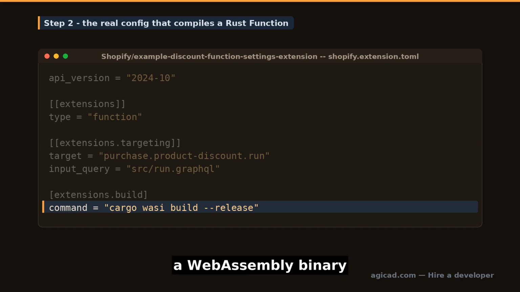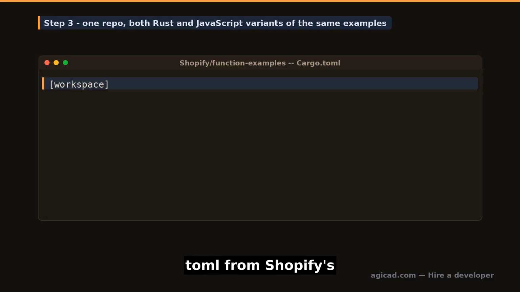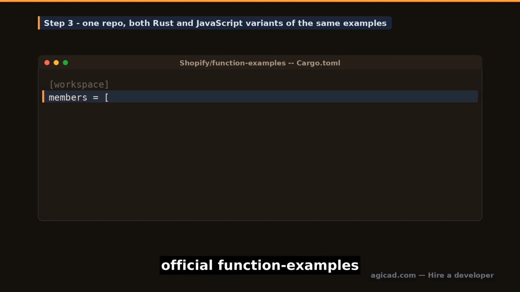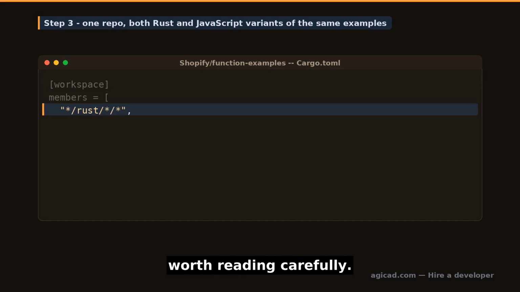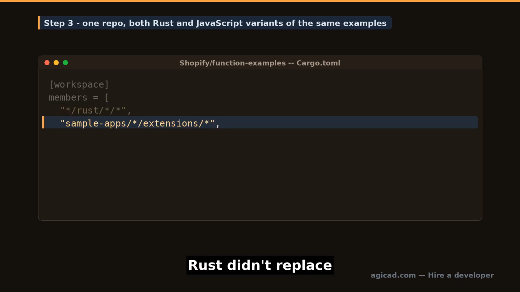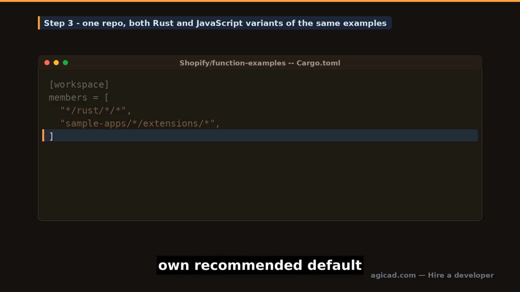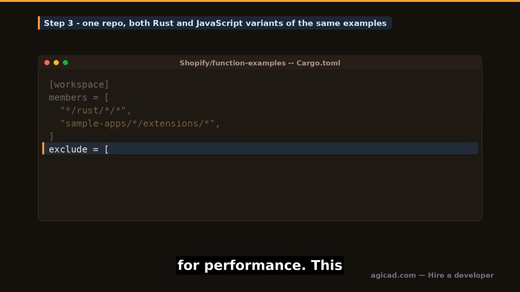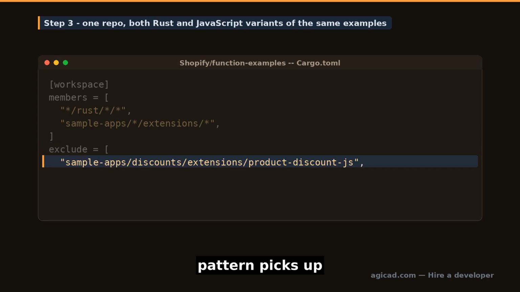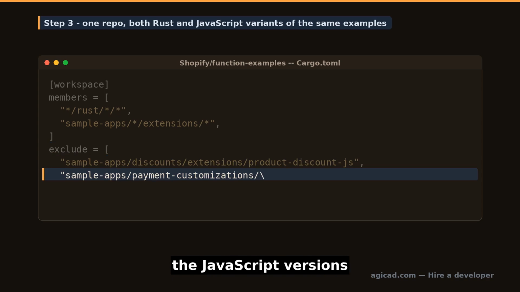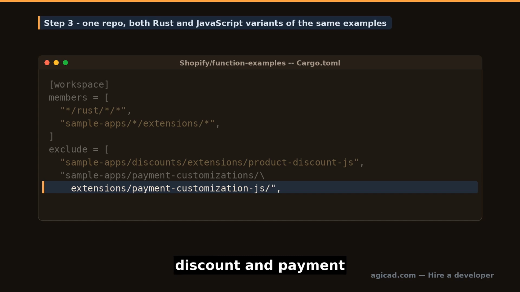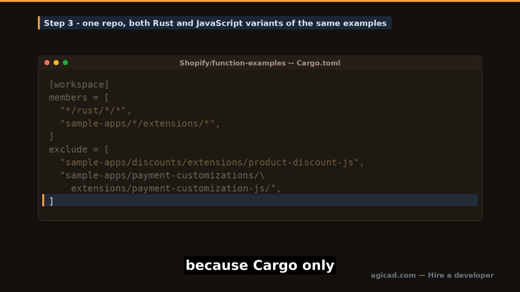This is the real Cargo.toml from Shopify's official function examples repository, and it's worth reading carefully. Functions can be written in Rust, in JavaScript, or in AssemblyScript. Rust didn't replace those other options, it's simply Shopify's own recommended default for performance. This workspace files members pattern picks up every Rust example. The exclude list is what's interesting: it's explicitly excluding the JavaScript versions of the same discount and payment customization examples, because Cargo only knows how to build Rust crates. The JavaScript variants exist right alongside them in this same repository, just built with different tooling entirely.